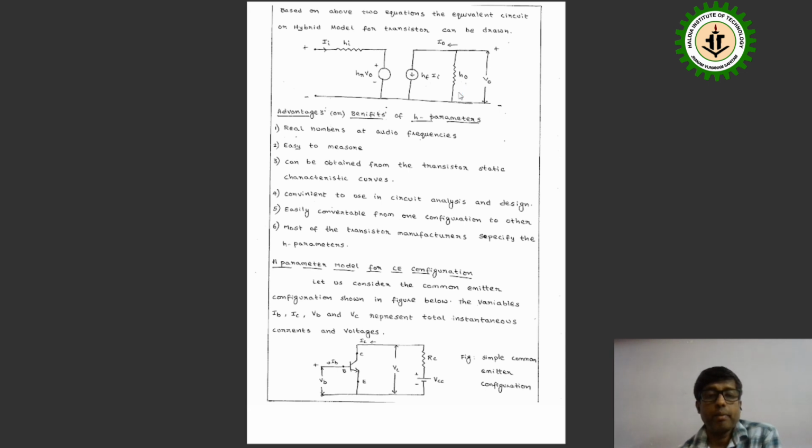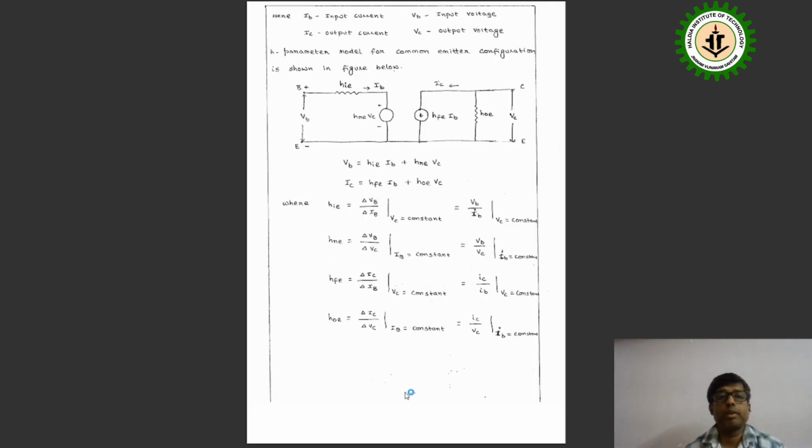Okay. And the H parameter model for the CE configuration. Let us consider the common emitter configuration shown in the figure below. The variables we can consider are IB, IC, VB, and VC for the common emitter. When the emitter is common, obviously the input current will be the base current, the output current will be the collector current, the input voltage will be the base voltage, and the output voltage will be the collector voltage. Like that, we get each configuration's parameters. We can represent it like the simple common emitter configuration.